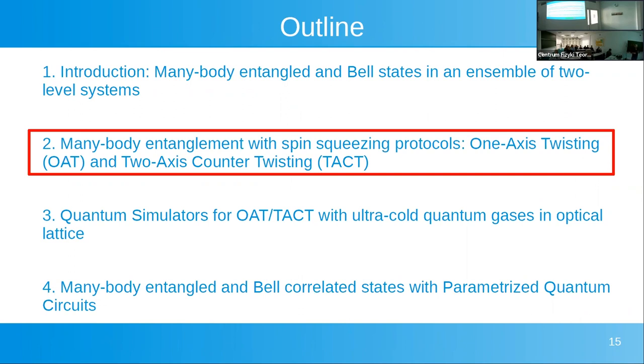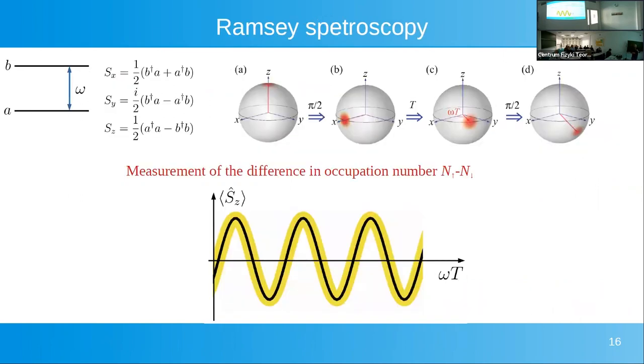And now let me shortly introduce what spin squeezing is. Let me start from something quite well known in atomic physics, which is Raman spectroscopy. This is an experimental protocol allowing us to measure in the experiment the energy transition, the energy difference between two states in a two-level system.